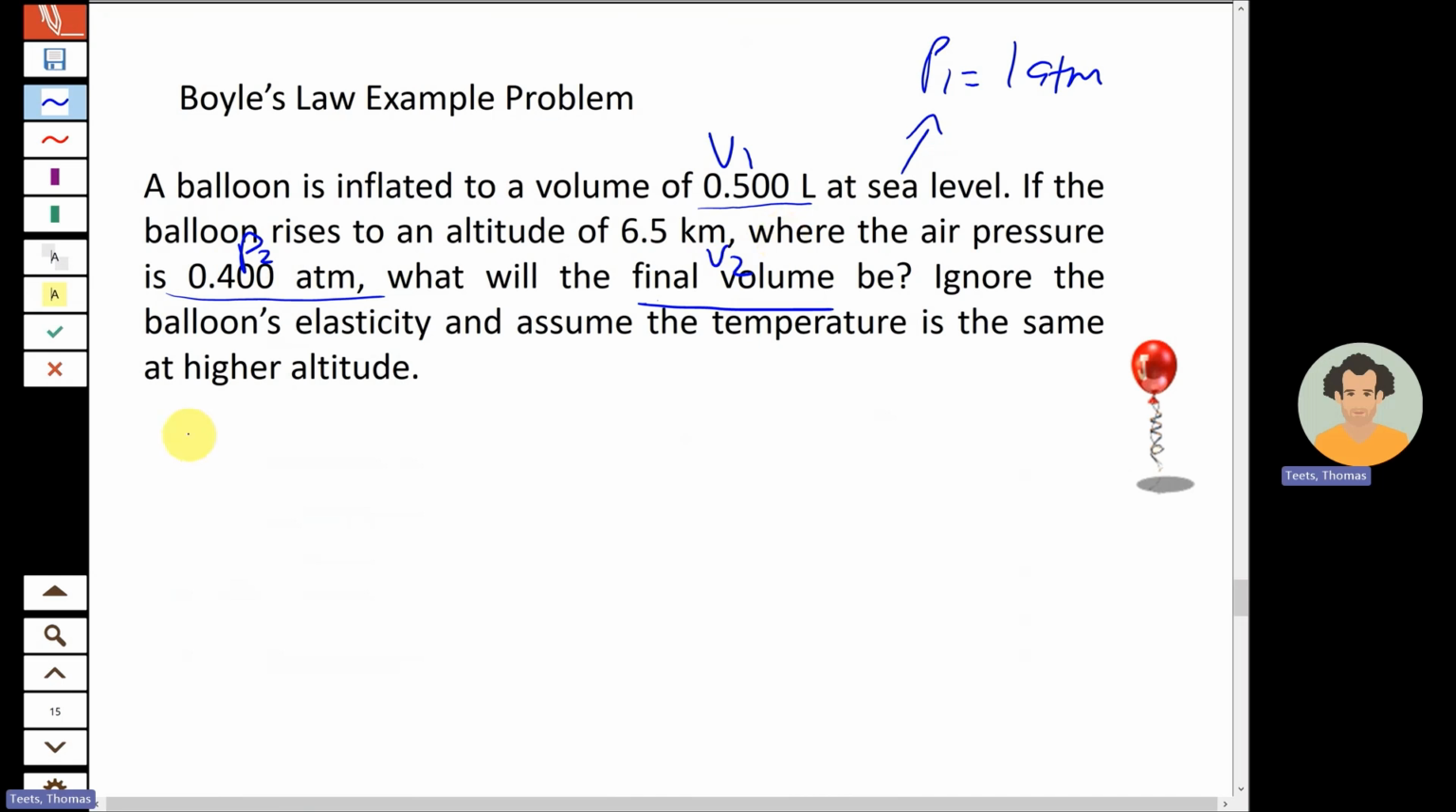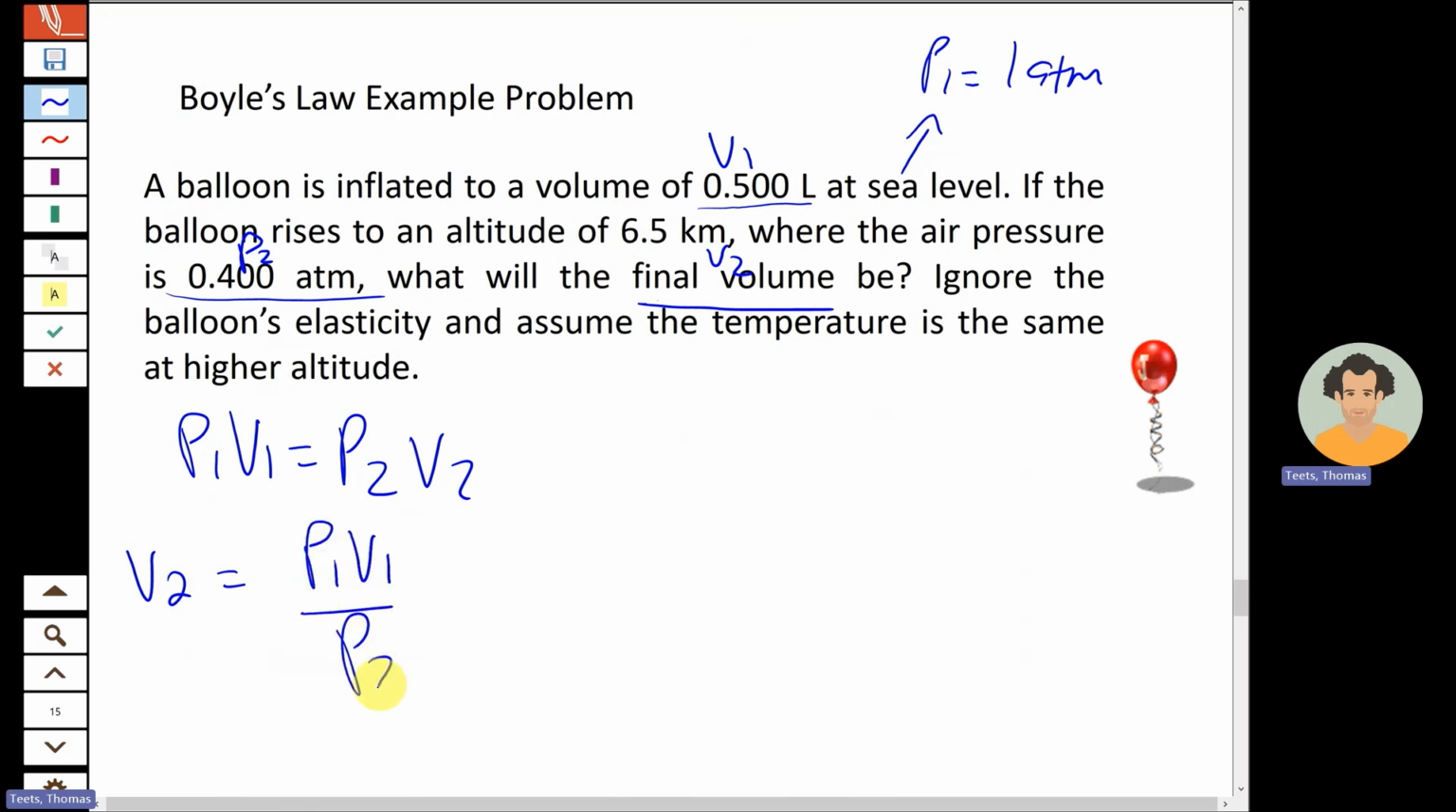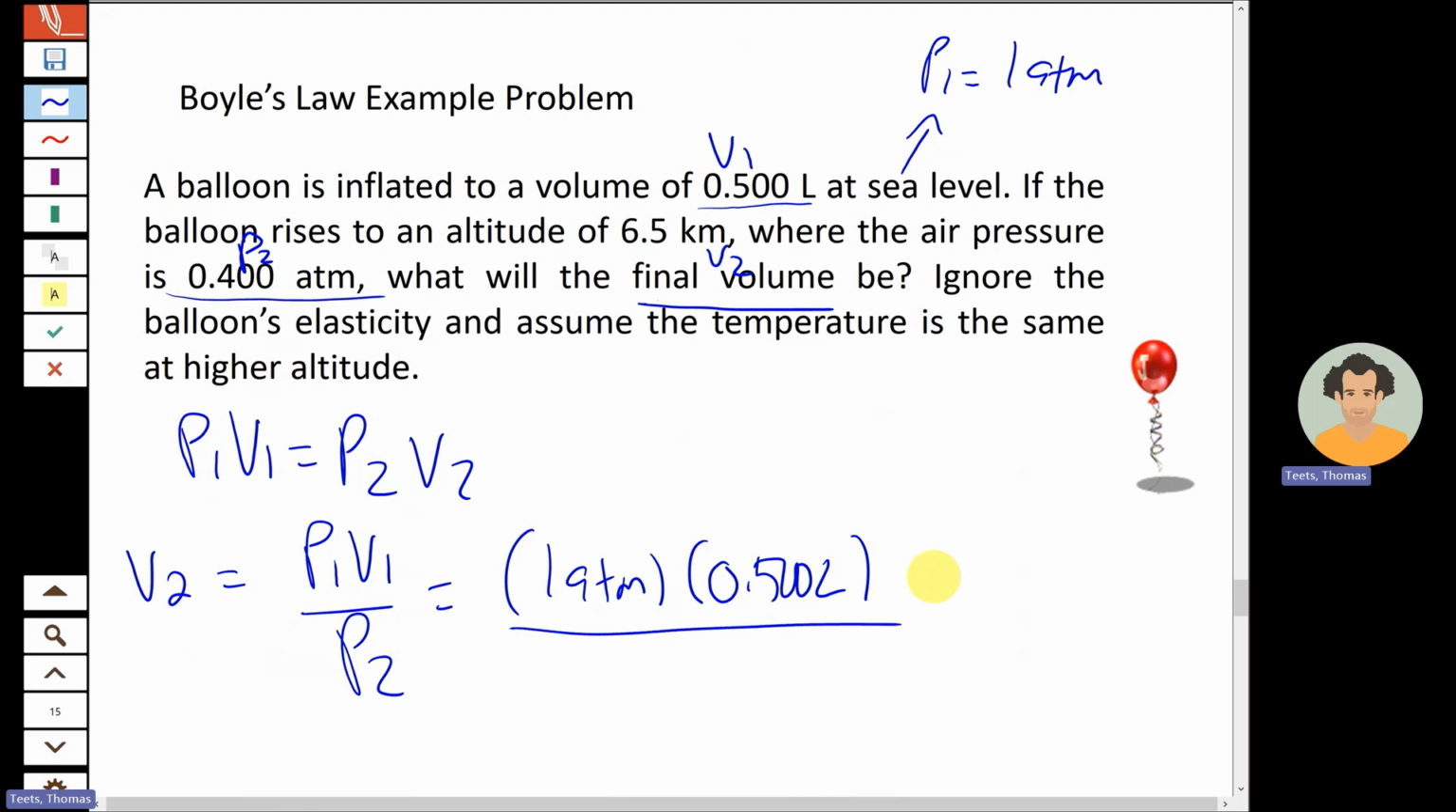So we're going to use the Boyle's law relationship, P1 V1 equals P2 V2. And we're going to solve for the final volume, V2. So V2 is going to be equal to P1 V1 over P2, just doing a little bit of algebra to move those over. And then we just plug the numbers in. The initial pressure was 1 atmosphere. The initial volume was 0.500 liters. And the final pressure, P2, was 0.4. So we put that in the denominator here.